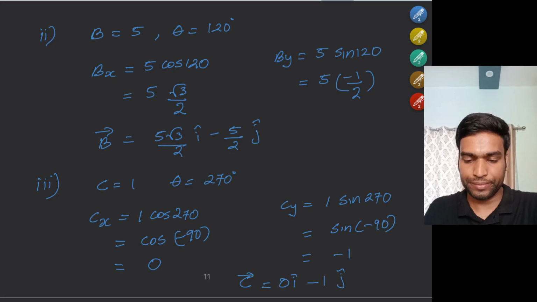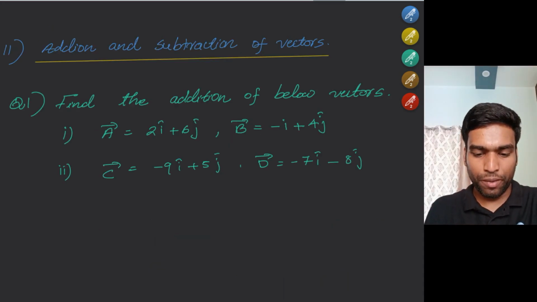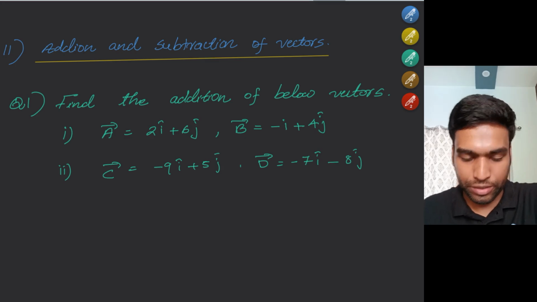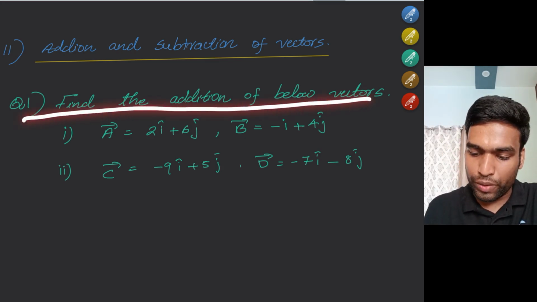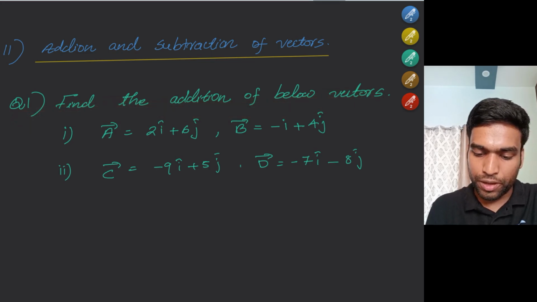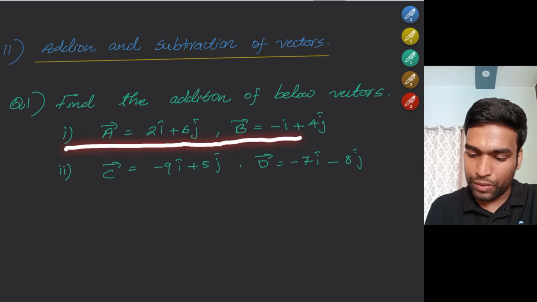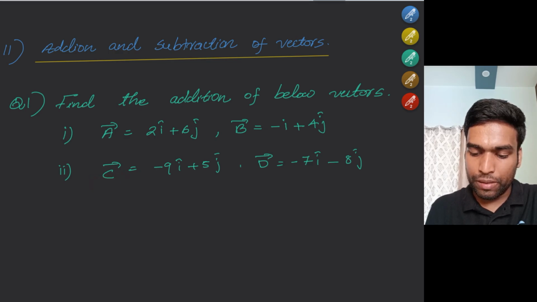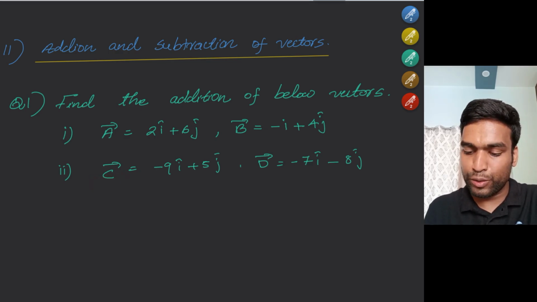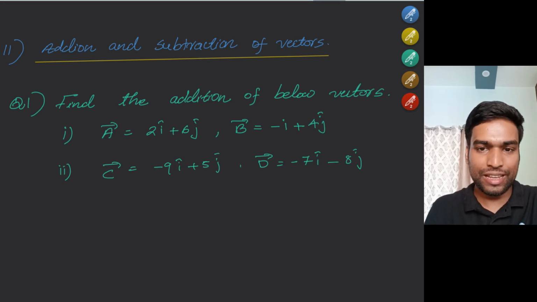So that's the answer. Now let's focus on the second part, addition and subtraction of vectors. So question 1, find the addition of below vectors. In the first pair, a equal to 2 i cap plus 6 j cap, b equal to negative i cap plus 4 j cap. And the second pair, c equal to negative 9 i cap plus 5 j cap, and d equal to negative 7 i cap minus 8 j cap.